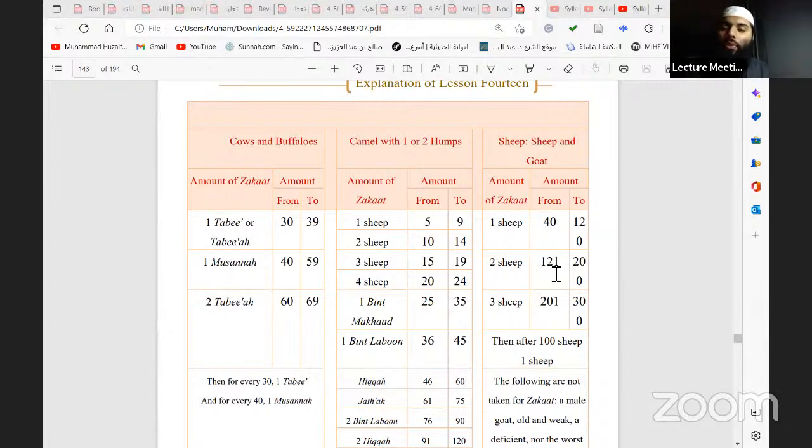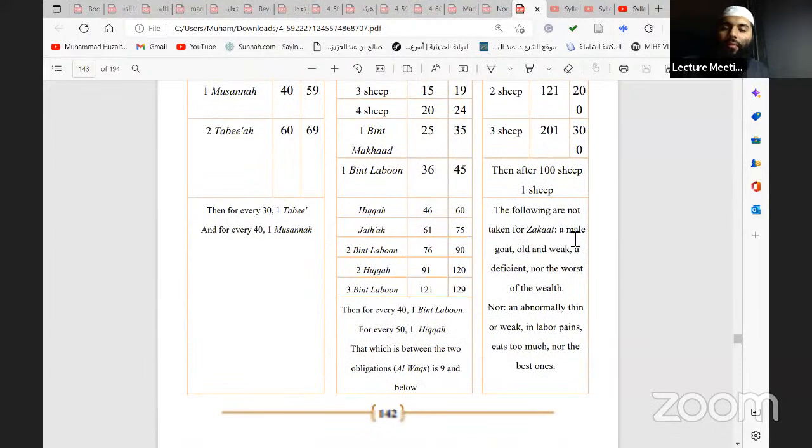If I have anywhere between 121 to 200, I would give 2 sheep. If I have 201 to 300, then I would give 3 sheep. And then after every 100 is 1 sheep. So up to 300 would be 3, right? Up to 400 would be 4, up to 500 would be 5, up to 600 would be 6, and like that. The following are not taken for zakah.